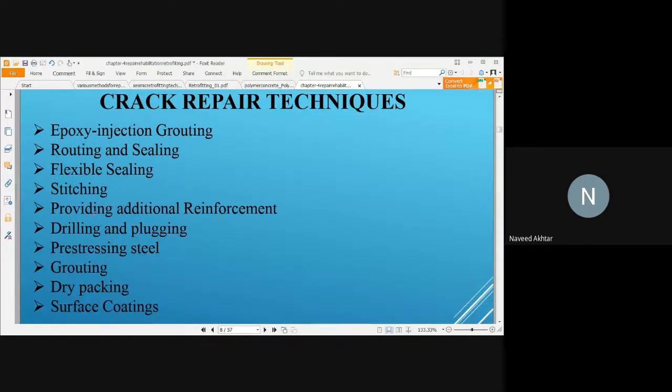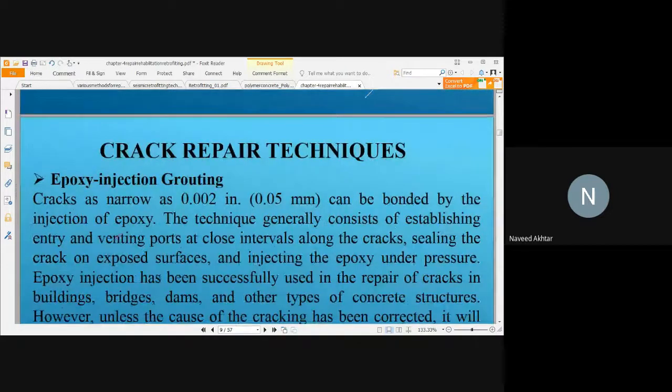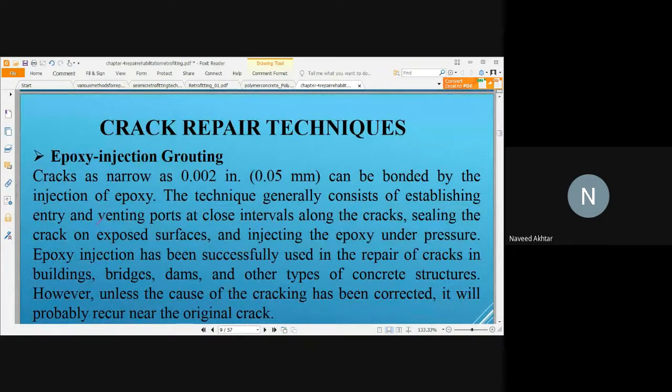There are many techniques you can use for crack repair: epoxy injection, grouting, routing and sealing, flexible sealing, stitching, providing additional reinforcement, drilling and plugging, prestressing steel, grouting of the concrete, dry packing, or surface coating, etc. These are the techniques we can use for the repair of the concrete. Epoxy injection grouting is needed when narrow cracks are there, as narrow as 0.002 inch or 0.05 mm, which can be bonded by the injection of the epoxy.